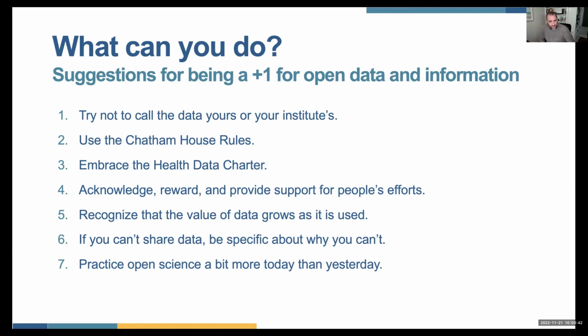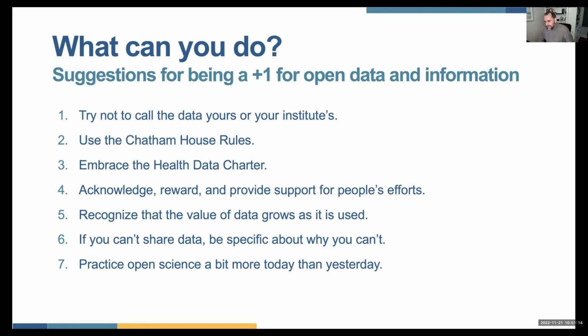Health data charter, I'll talk about that. I think we need to have better acknowledgement, reward, and support for people's efforts on an individual and institutional level. I try to recognize that I can't imagine the value of the data. It's just not possible. There are going to be uses that are valuable and helpful that are beyond my imagination. And I think the example of sequencing SARS-CoV-2 is that.